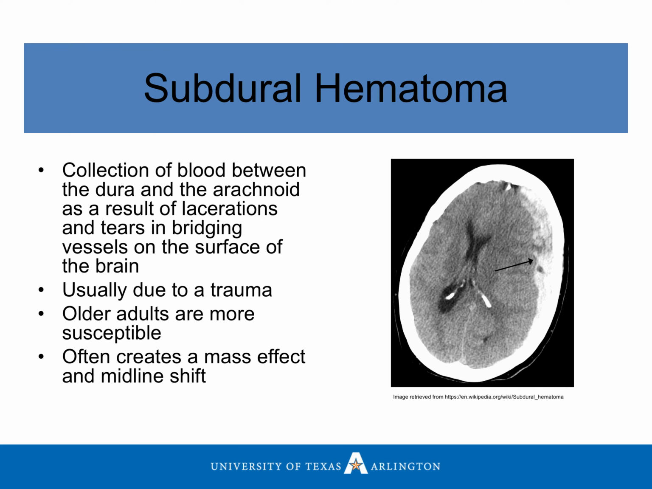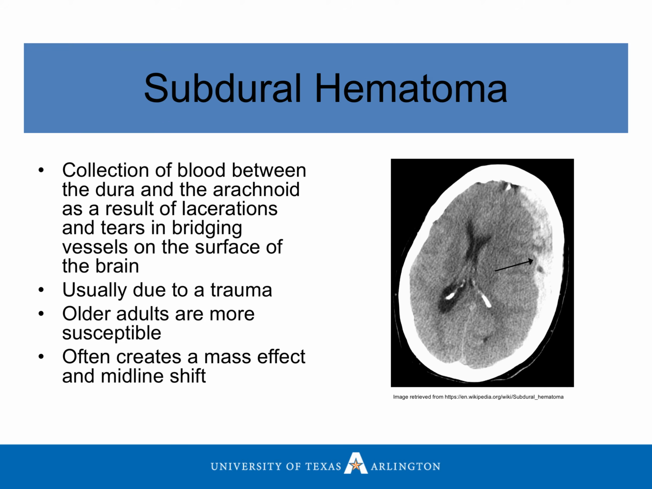So the next type of hemorrhage we'll talk about is a subdural hematoma. And a subdural hematoma is a collection of blood between the dura and the arachnoid as a result of lacerations and tears in the bridging vessels on the surface of the brain. And this is usually due to trauma. You'll see this in the older population from falls. And the older population is more susceptible to this to start with.